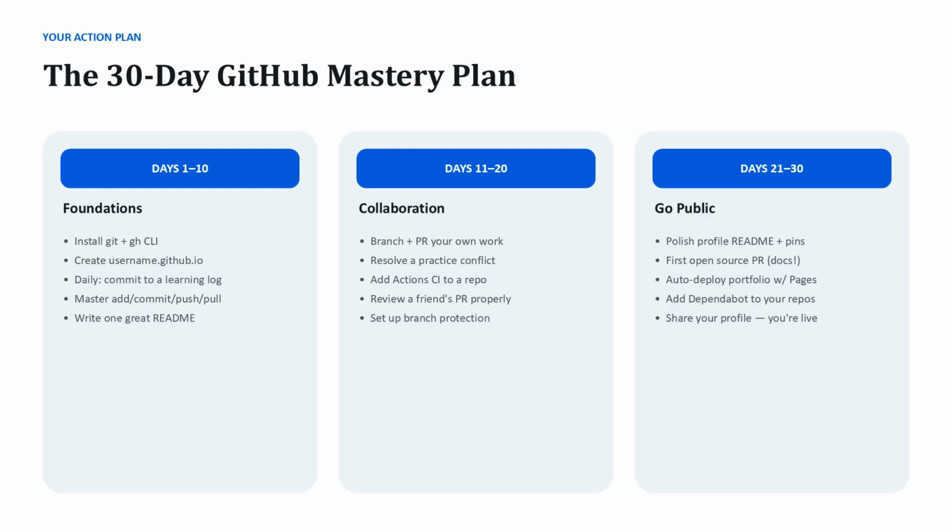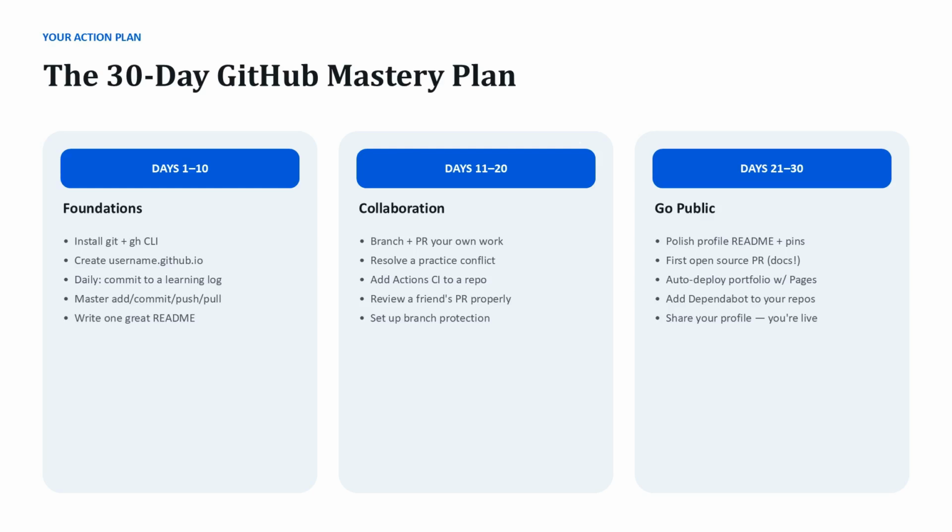Days 11 to 20. Collaboration. Stop committing to main, branch, and open pull requests even for your own solo work. Create a merge conflict on purpose and resolve it. Add a GitHub Actions test workflow to one repo, and review a friend's PR with real comments.